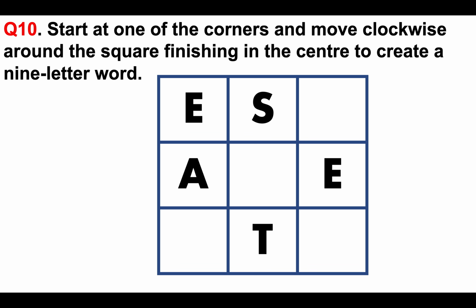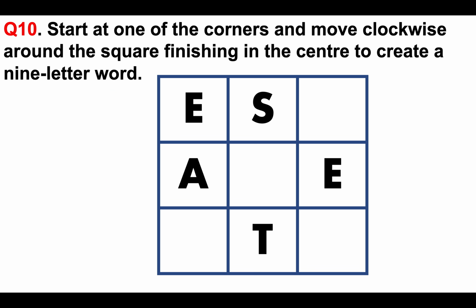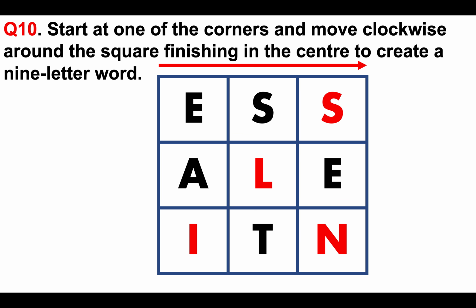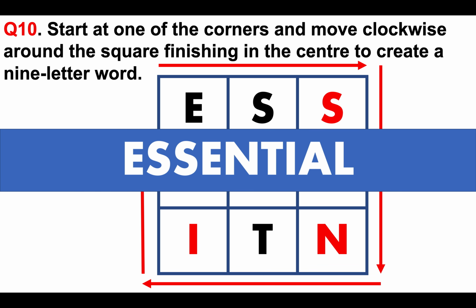So just to recap what clockwise is. If you think of a clock, the way the clock rotates, that is clockwise. If the question asks you to do something anti-clockwise or counterclockwise, then it means the other way round. So if we try and come up with a 9-letter word, I can see one straight away. If I start at the top left with the E, I can come up with essential. So you'll see there that I am going clockwise, starting at E, around the square to create the word essential, finishing in the center. Essential.